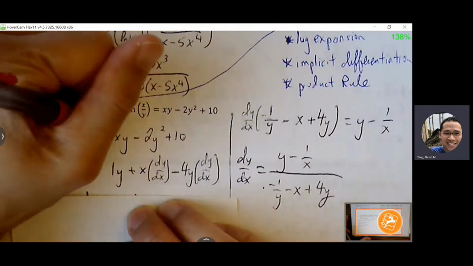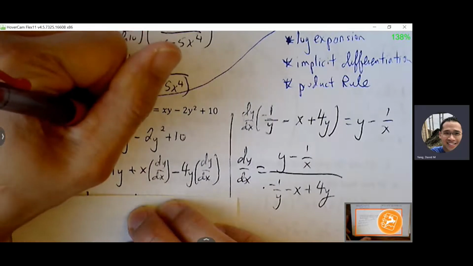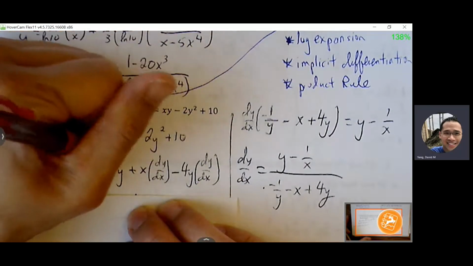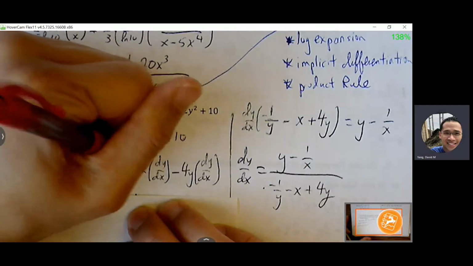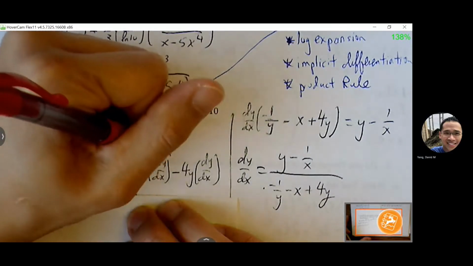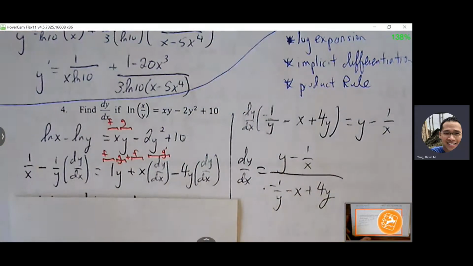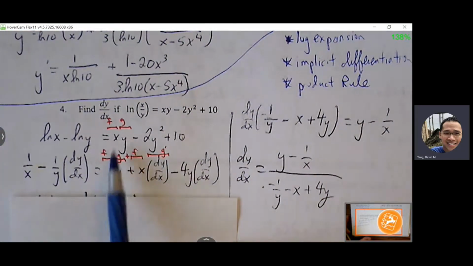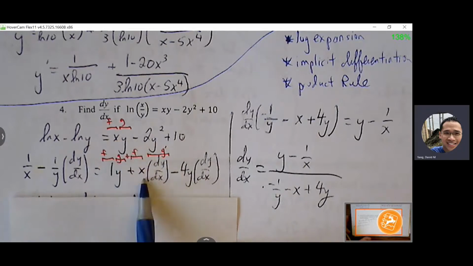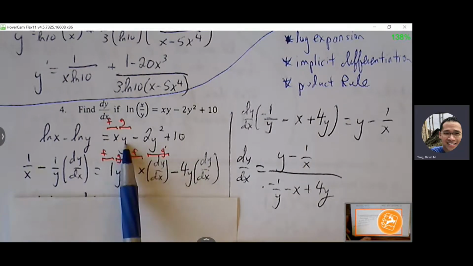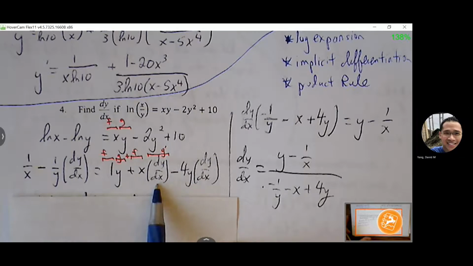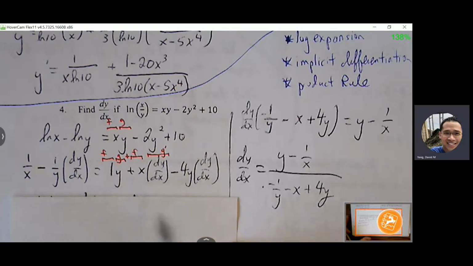X is your f function. Y is your g function. So then here, f prime times g plus f g prime. X becomes 1. We keep the y, back to f, and then g prime. Y's derivative becomes 1 dy dx. Product rule. Okay. Minus 2y squared, derivative here is minus 4y, and then we attach dy dx. And then the 10 goes to 0.